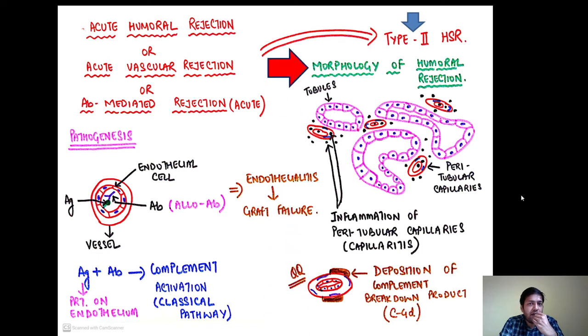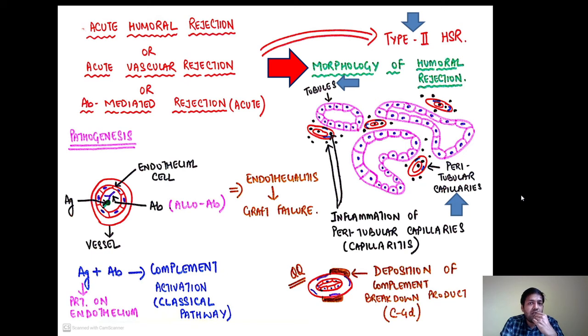So here we can see the tubules, and we have the peritubular capillaries. What are the peritubular capillaries? Those that are surrounding the tubules. Just one thing I would like to tell you is that here we are taking kidney rejection as an example of rejection. Rejection which occurs in other organs is also like this, but kidney is the prototype. That is why these are the tubules which are present in the kidney.